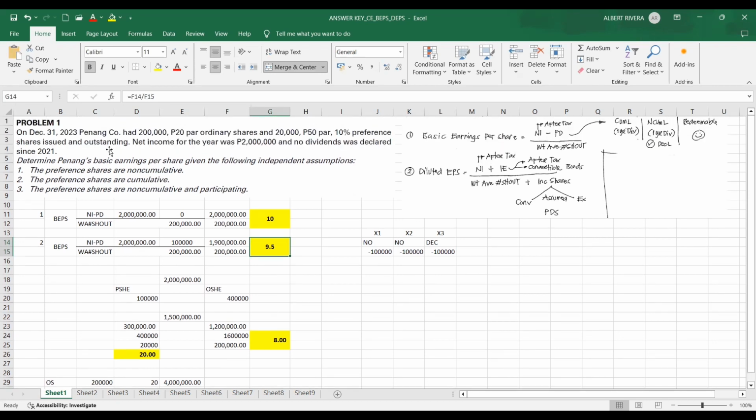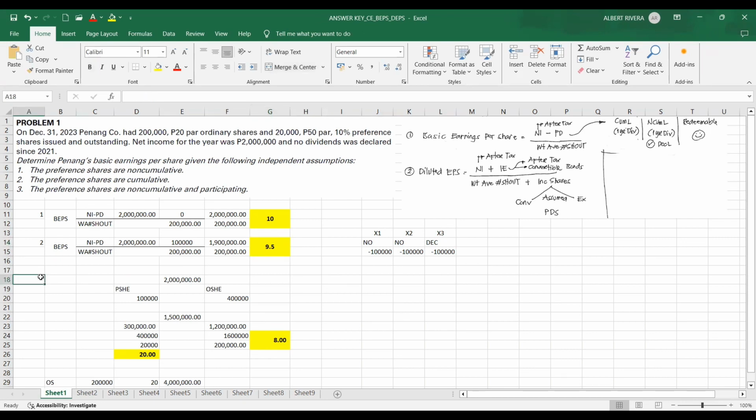What if the preference shares are non-cumulative and participating? It is still the same. Like in your basic earnings per share, there is participation. When there is participation, there must be an excess. If you are in book value per share, what is shared there is the total stockholders' equity. Now, what is shared, since this is earnings per share, is the earnings. Okay, so this is item 3.